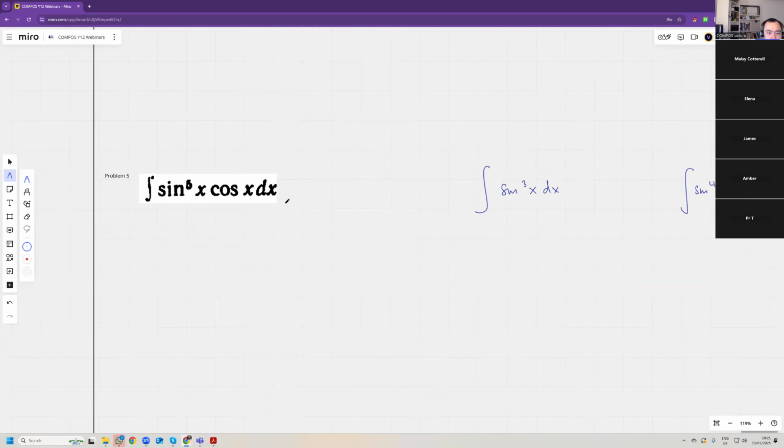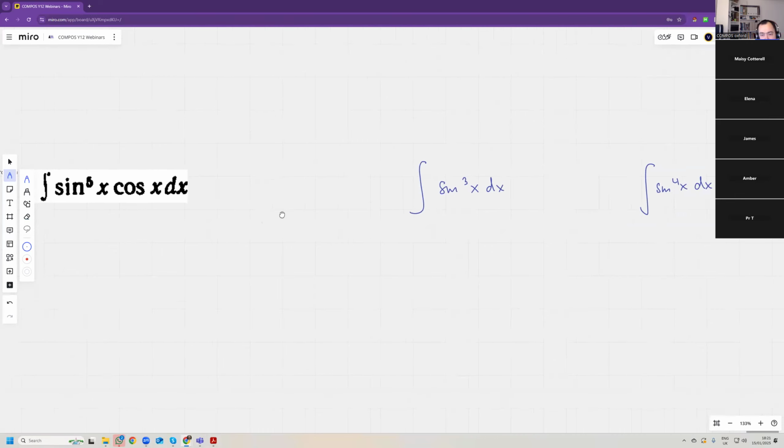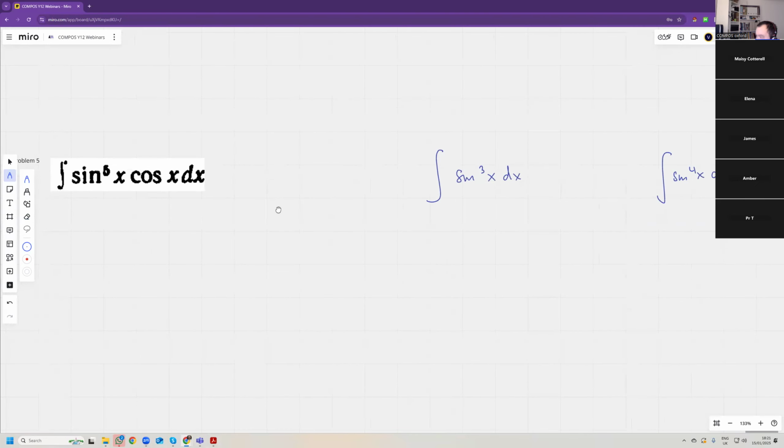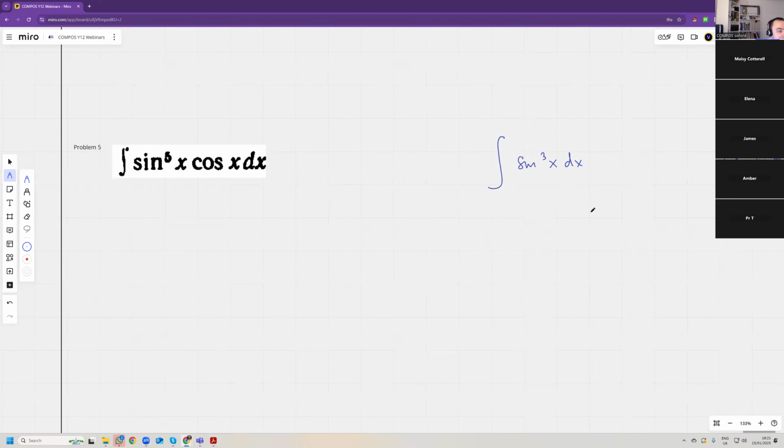Okay, this one. I have 3 integrals here. They look quite similar, but they are done in completely different ways. Well, at least the last 2. To demonstrate this integral, it's sine to the power 5 x times cos x. I do a substitution.